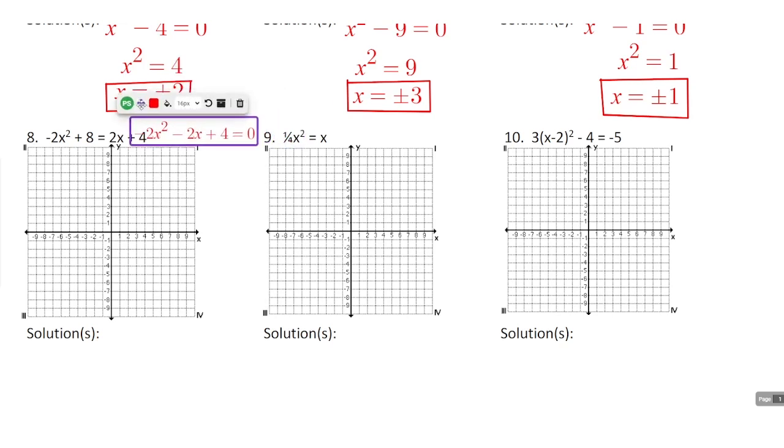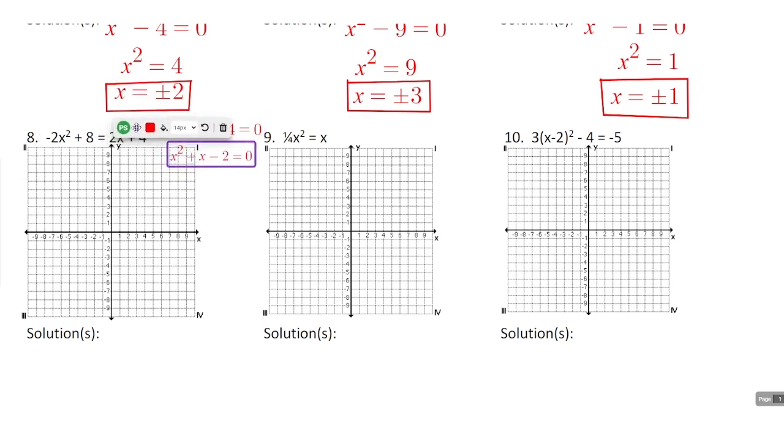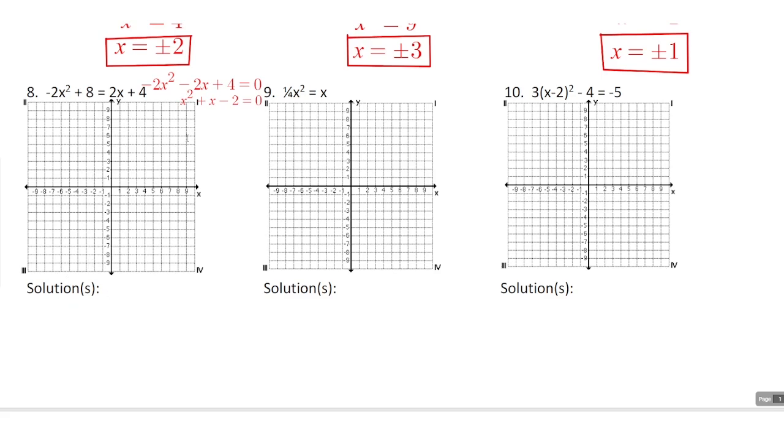Well, that looks okay. Anyway, next thing we want to do is divide everything by -2, to simplify this equation a little bit. And that'll give me x squared plus x minus 2 equals 0. All right, now this one is not set up as simply as the last one. So let's go ahead and solve this.